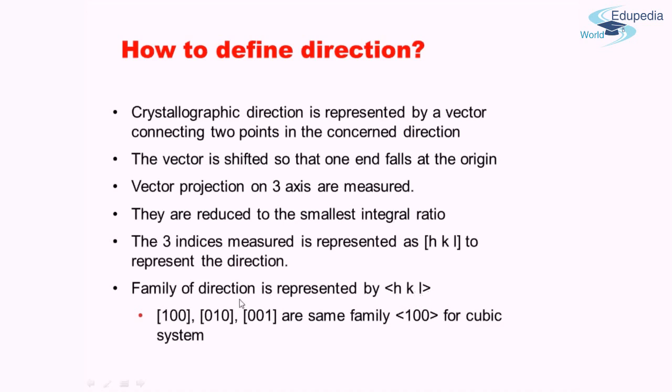Now what is a family of direction? A family of direction refers to all the directions which can be expressed like this. For example, a family of direction for 1, 0, 0 is the direction 1, 0, 0, 0, 1, 0 and 0, 0, 1, okay, for the cubic system.